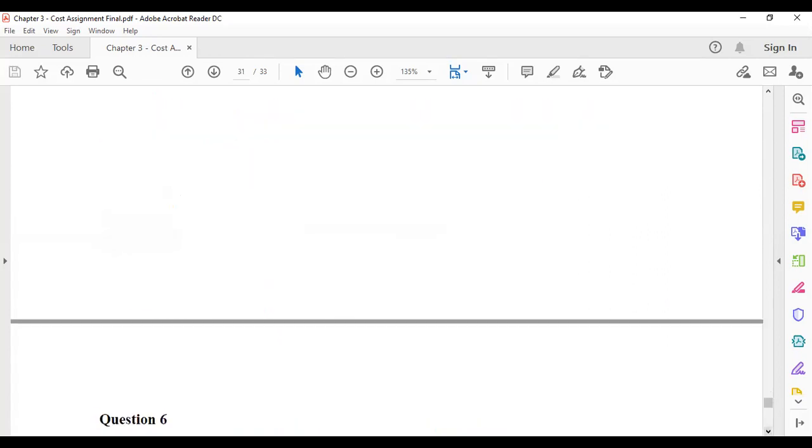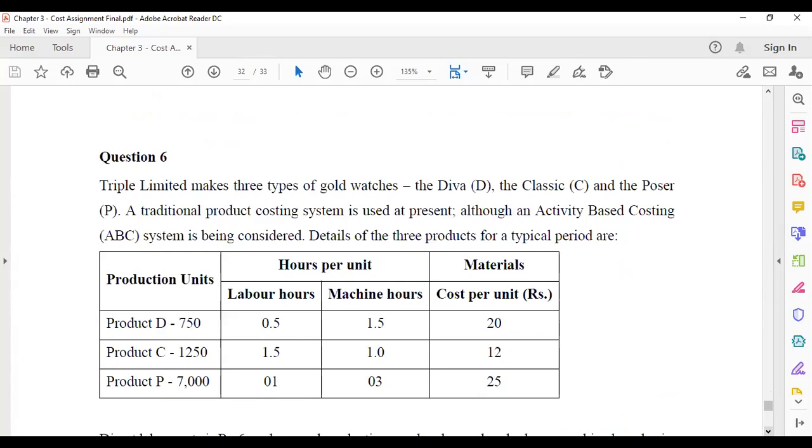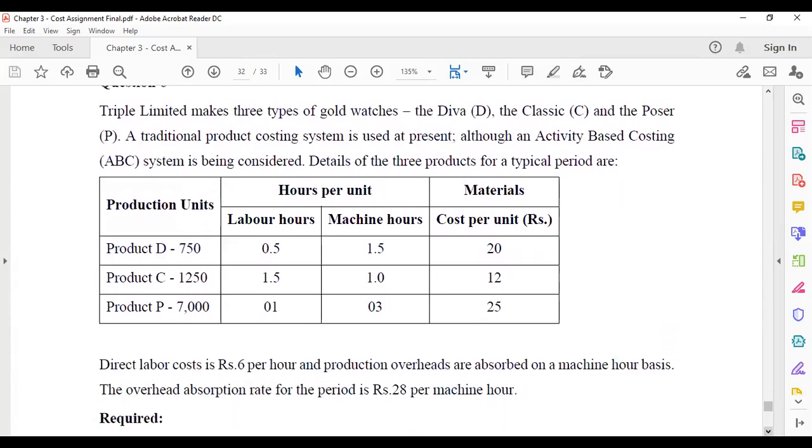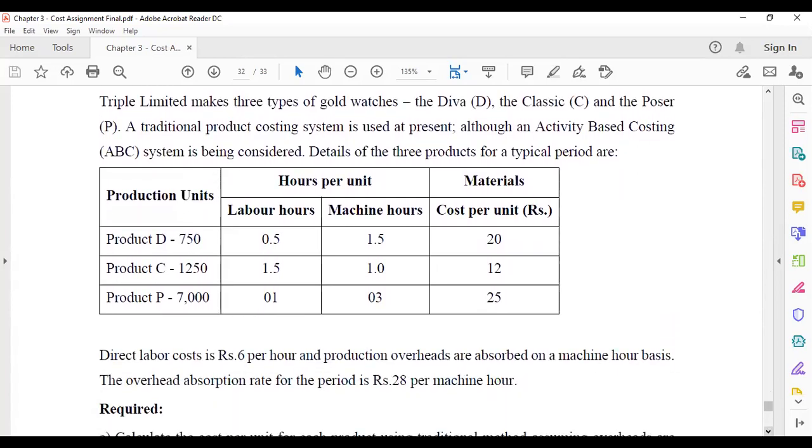Let's move on to question number 6. The Triple Limited makes 3 types of gold watches, that is Diva, Classic, and Porsche. So let's say D, C, and P. A traditional product costing system is used at present. So currently they are operating a traditional costing system, although an ABC system is being considered.